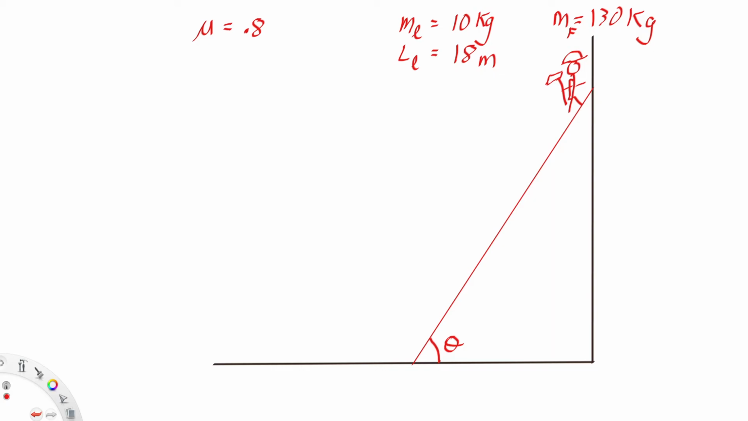Derby, what needs to be in our picture? What sort of things do we need to include in our diagrams? Just give me anything.